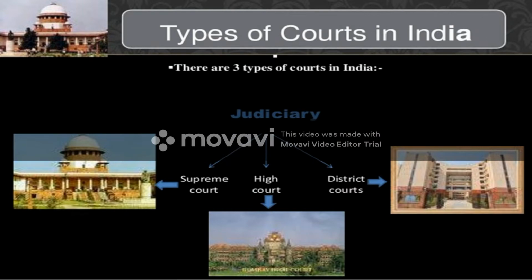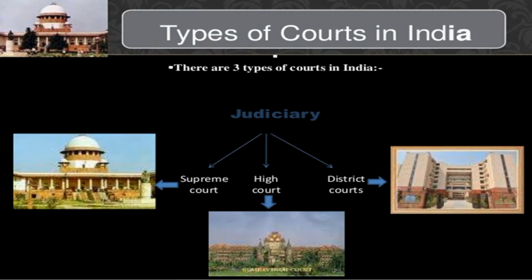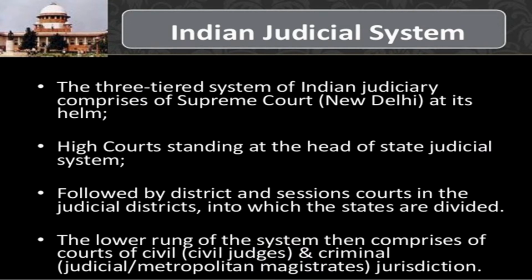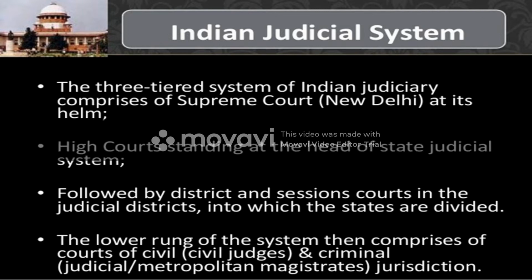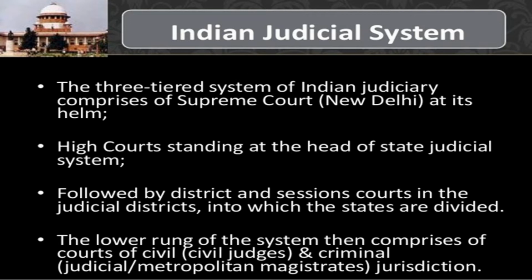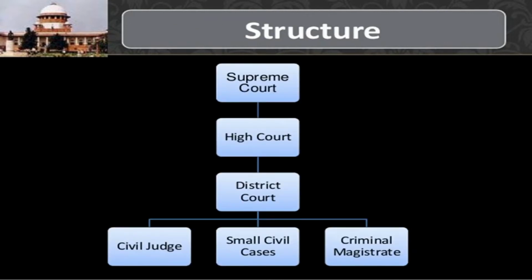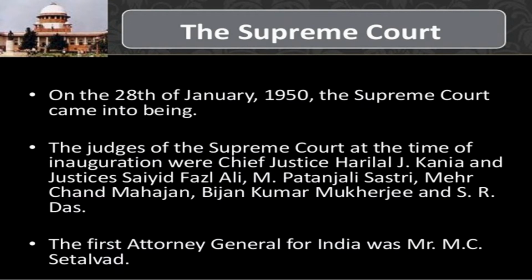There are three types of courts in India: Supreme Court, High Court and District Court. Indian judicial system. The three-tiered system of Indian judiciary comprises of Supreme Court at its helm, High Courts standing at the head of state judicial system, followed by district and session courts in the judicial districts, into which the states are divided. The lower rank of this system then comprises of courts of civil and criminal jurisdiction. This is the structure of judiciary.